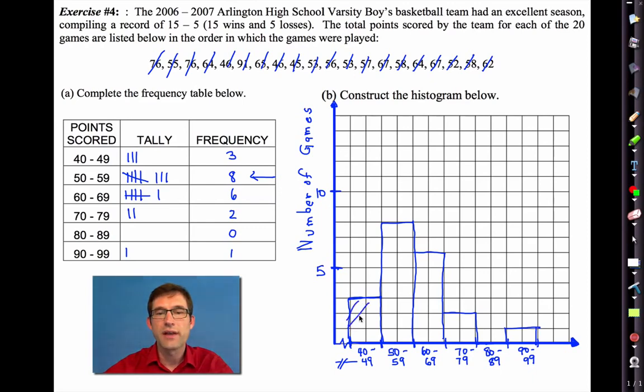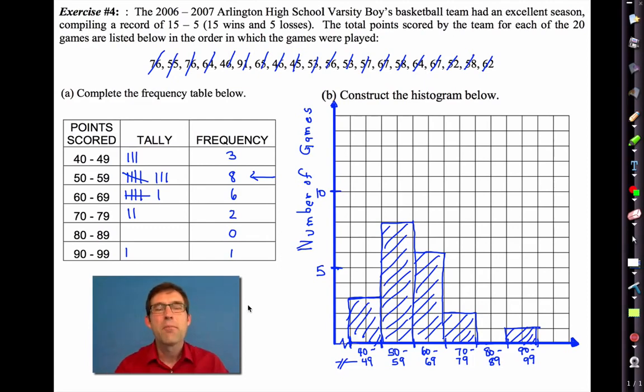A lot of students like to add in shading, cross-hatching, something like that. I think that makes it look good too. Some students get very creative and they put different shading per rectangle. I think that's always nice. Get creative if you'd like. But there's our histogram.